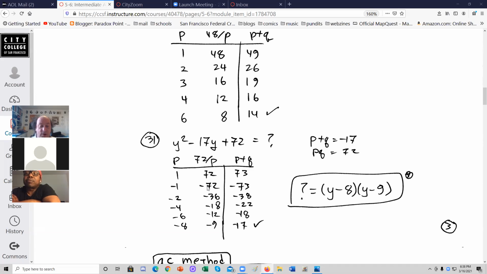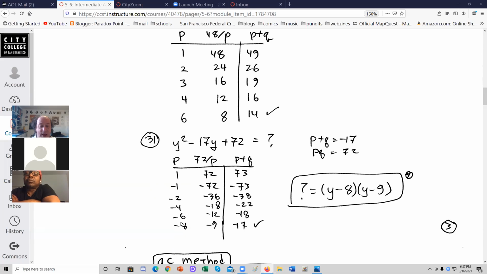Negative 1, 72 over negative 1 is negative 72. Sum is negative 73. Again, still the wrong size, but at least it's the right sign. Let's try negative 2. 72 over negative 2 is negative 36. The sum is negative 38. Not there yet. Negative 4. 72 over negative 4 is negative 18. The sum is negative 22. It's getting closer. Let's try p is negative 6. 72 over negative 6 is negative 12. The sum is negative 18, almost.